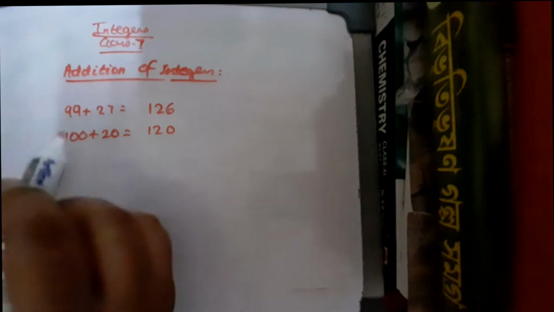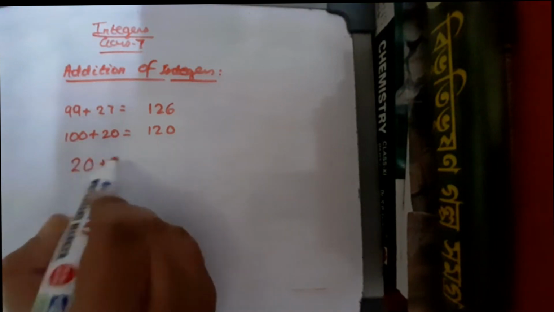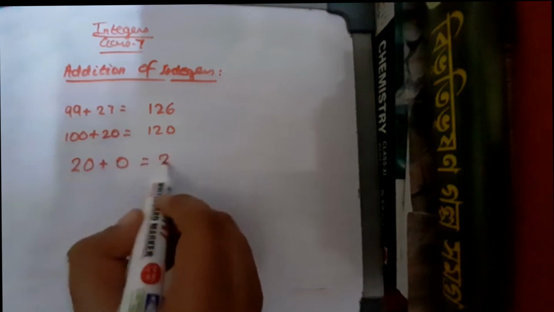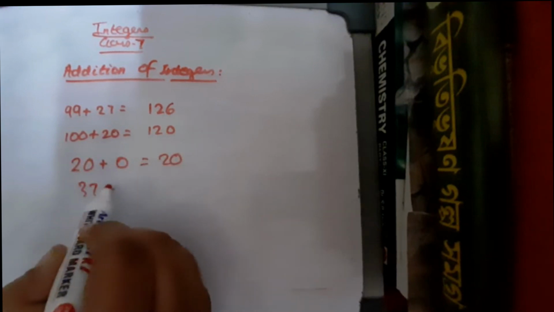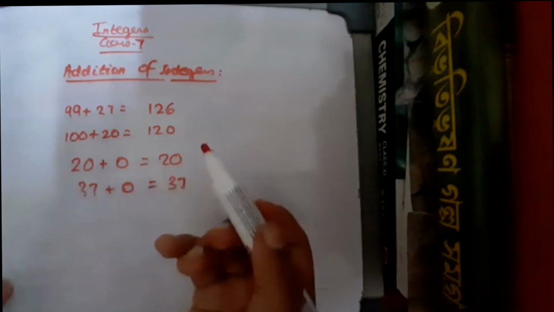But addition of integers means that you will not only get natural numbers to add, you will also have to add integers, and integers can also be negative, they can also be 0. For example, you might be asked, what is 20 plus 0? You will say it is just 20. What is 37 plus 0? You will say it is just 37, because 0 is after all an integer.